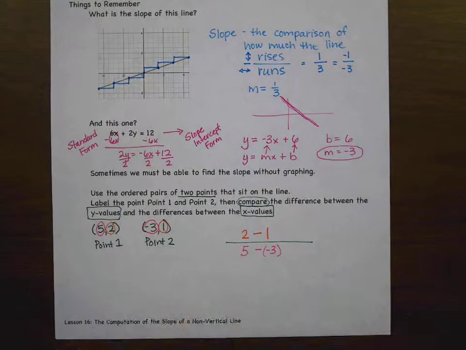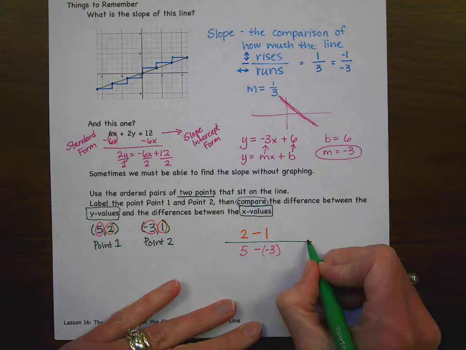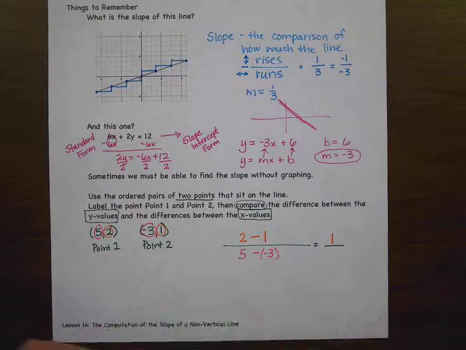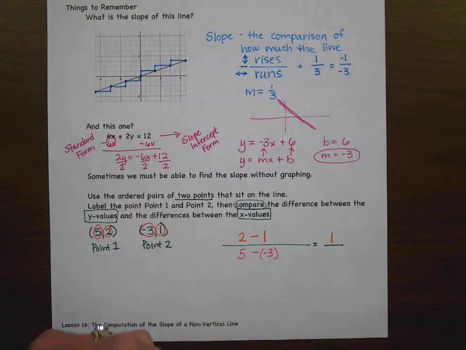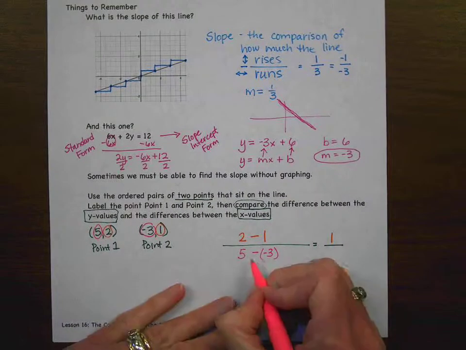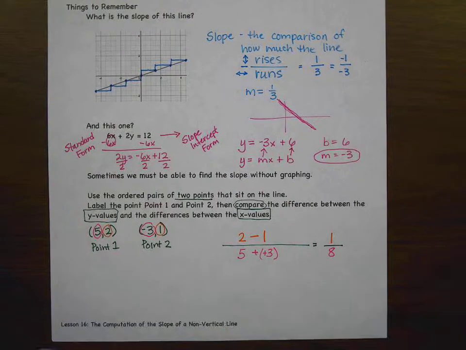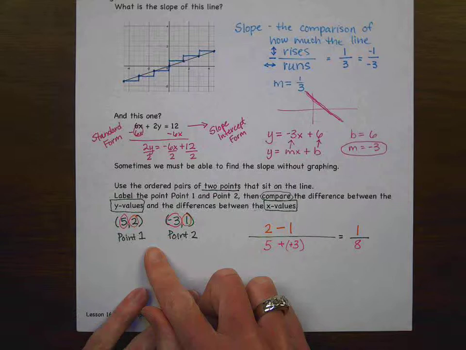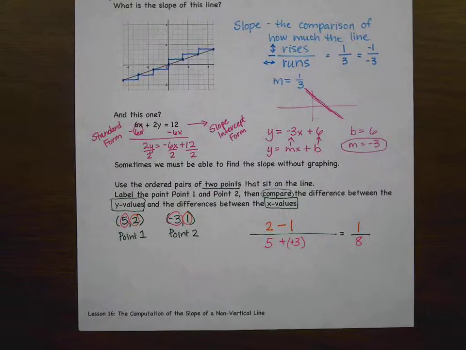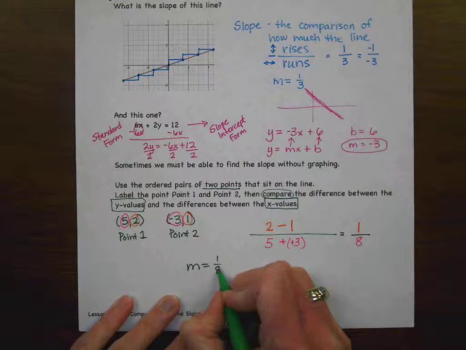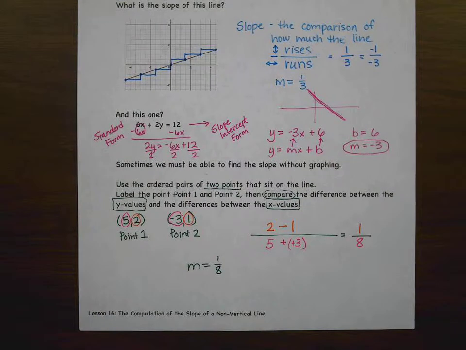Okay? And so now you know how to work with integers. So basically, you're just going to simplify what it asked us to do there. And we get 2 minus 1 is 1. And then 5 minus a negative 3 is actually, remember, subtraction is the same as adding the opposite. So it would be 8. And so our slope for these 2 points right here would be m equals 1/8.